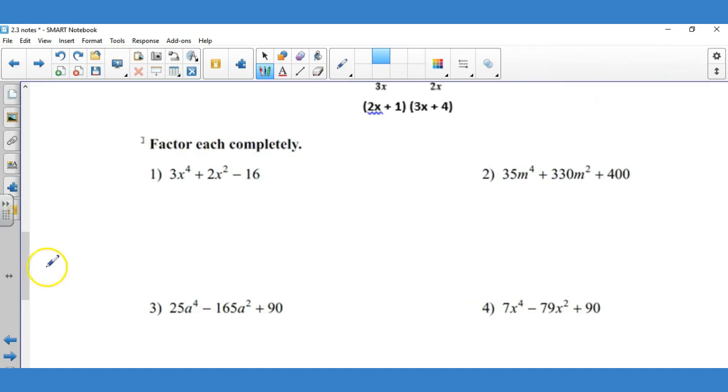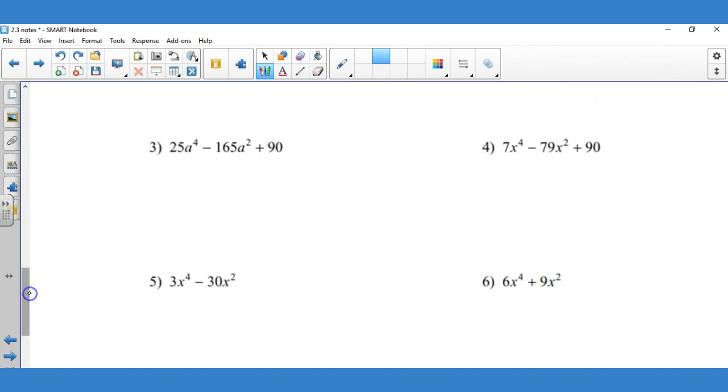Now for number 3. Again, step 1, find a GCF. Well, 25, 165, and 90 has the greatest common factor of 5. So I factor that out to have 5a to the 4th minus 33a squared plus 18.